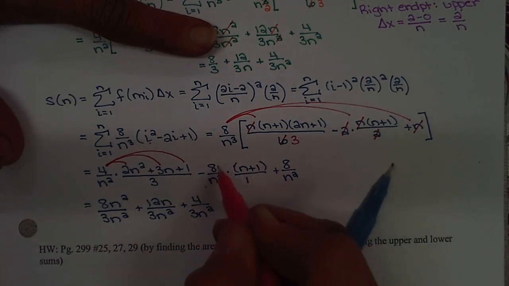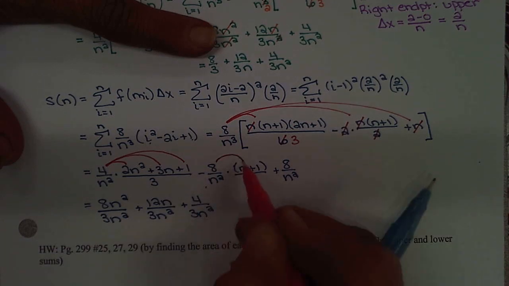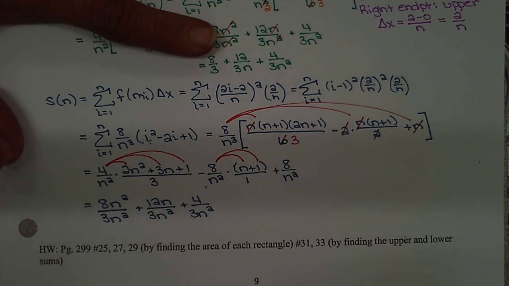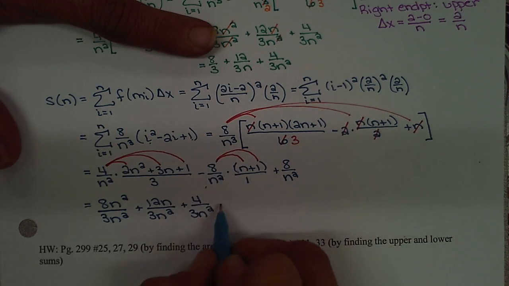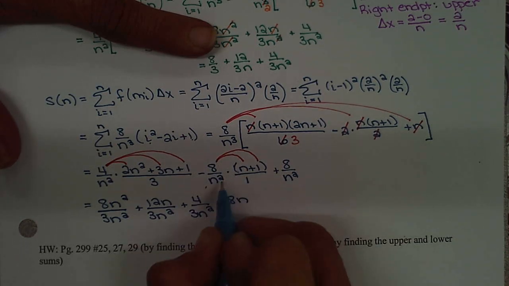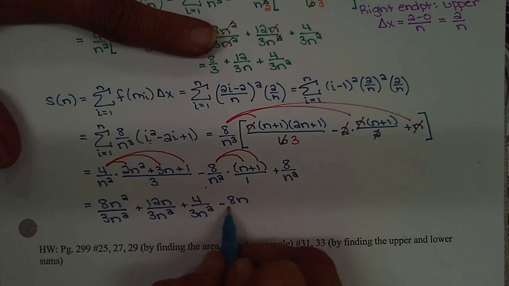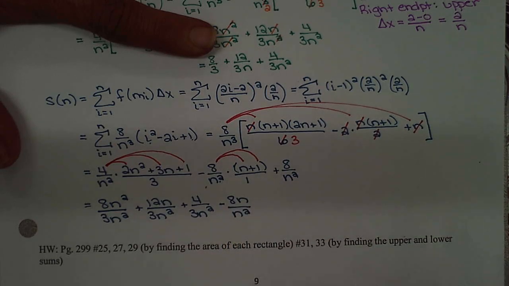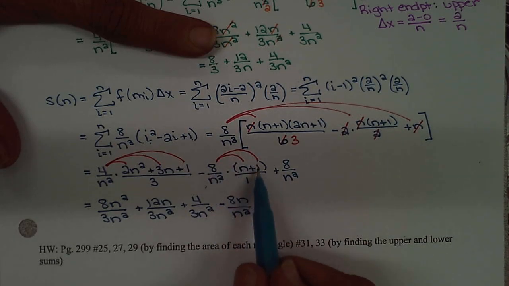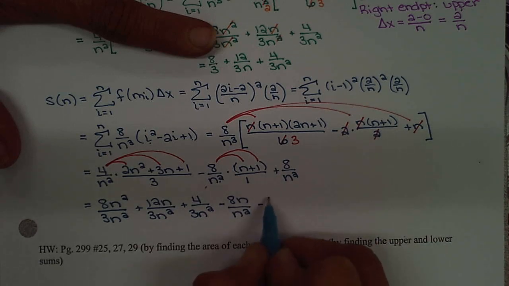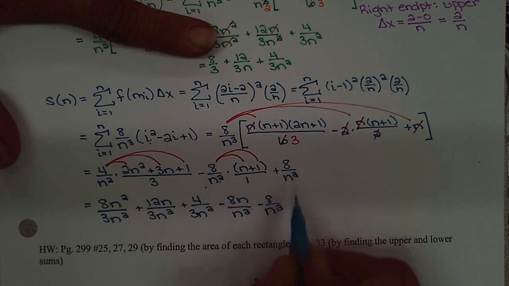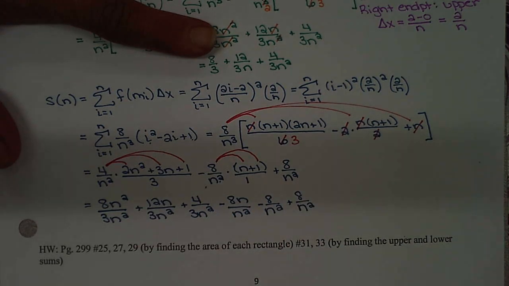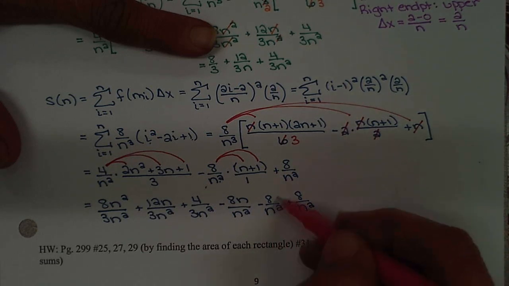Here, I'm going to distribute this negative 8 over n squared to the n and to the 1. So that's going to be a negative 8 times n makes a negative 8n. N squared times the 1 on the bottom is just over n squared. Here, the negative 8 times the 1 is just going to make a negative 8. The n squared times the 1 makes an n squared. And then I have this plus 8 over n squared. These last two terms are the same, and they're going to cancel.